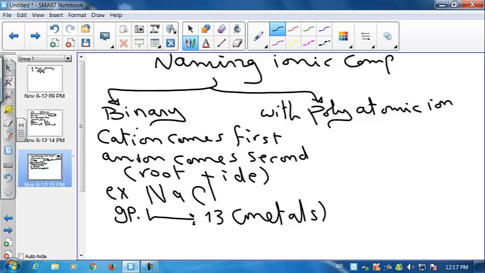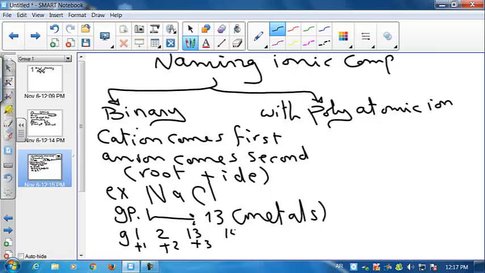Okay? Group 1, the charge or the valency is positive 1. Groups 1, 2, and 13, because from 3 to 12 they are the transition elements. They are all metals, but they have different oxidation numbers or different valencies. But group 1 has a charge of positive 1. Group 2 has a charge of positive 2. Group 13 has a charge of positive 3.